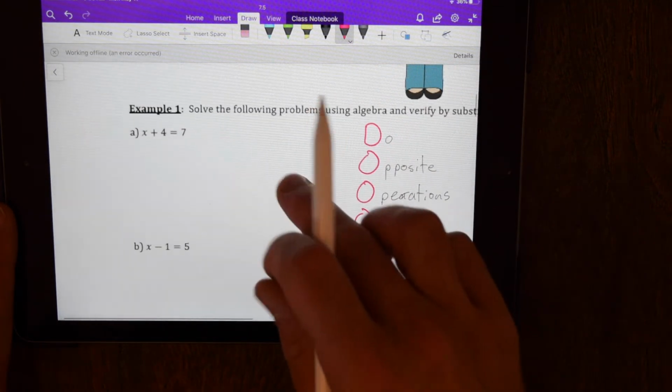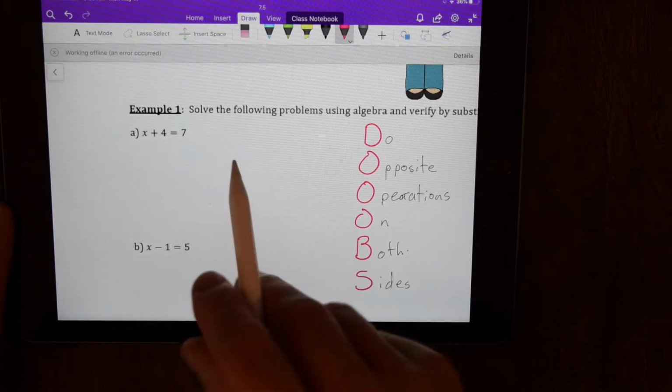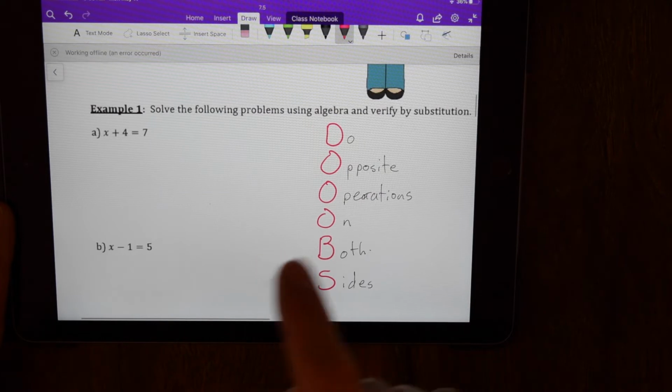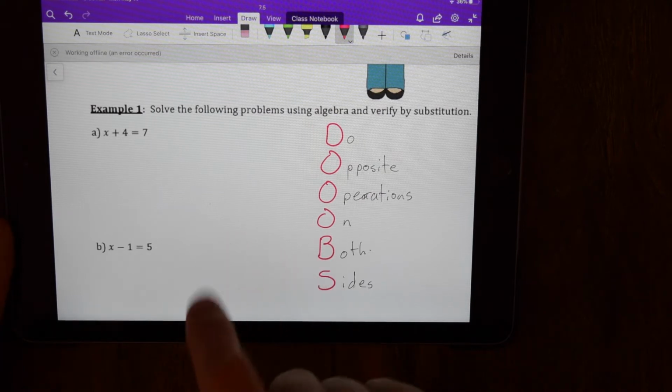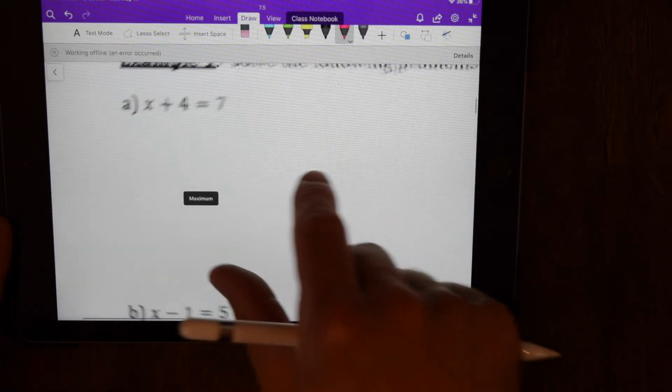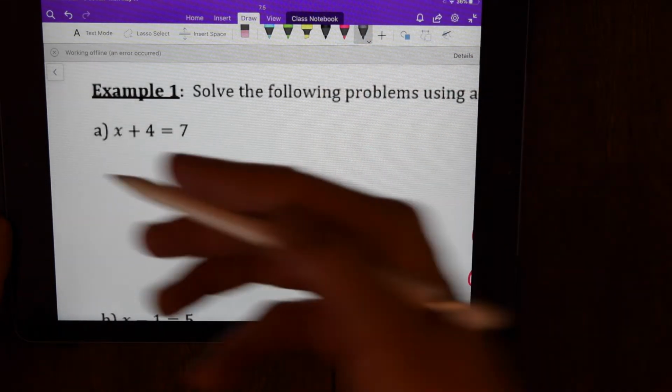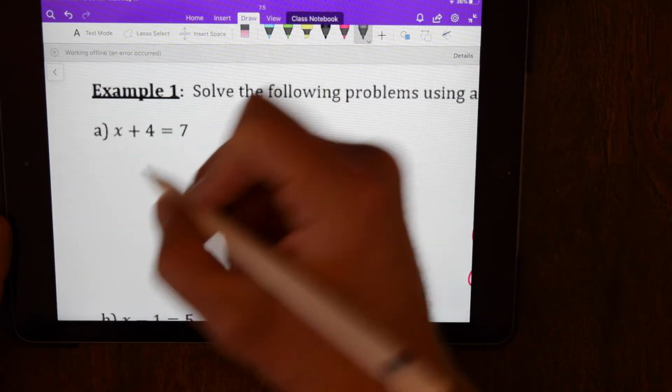So let's look at this example. In these examples, it says solve the following problems using algebra and verify by substitution. I'll mention what verifying by substitution is after I find the solution to x. Personally, I like to rewrite the question, but that's not necessary.